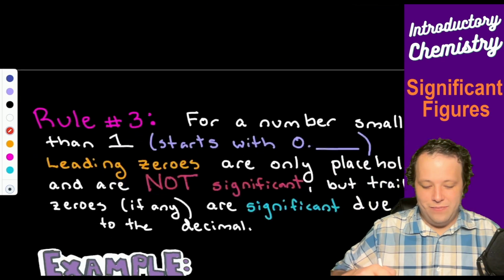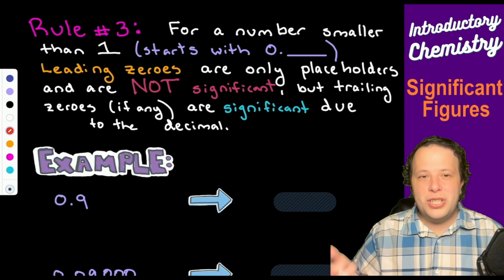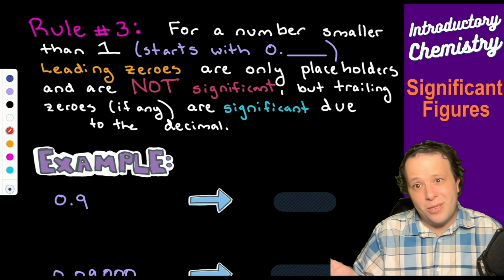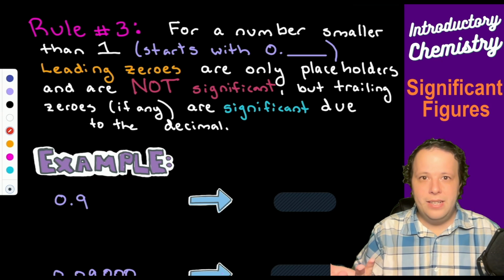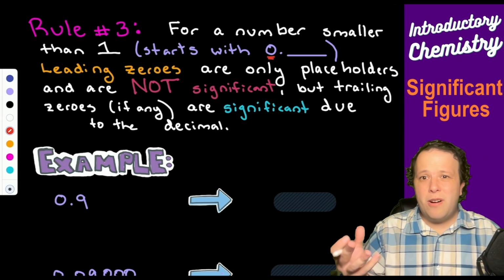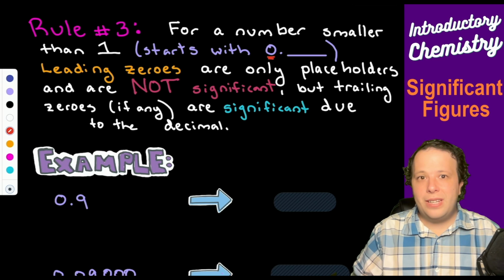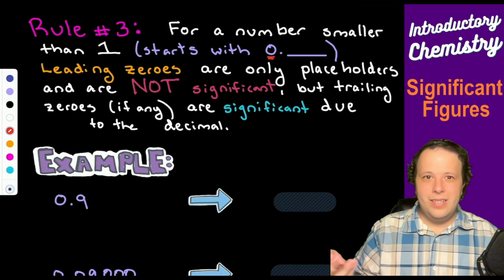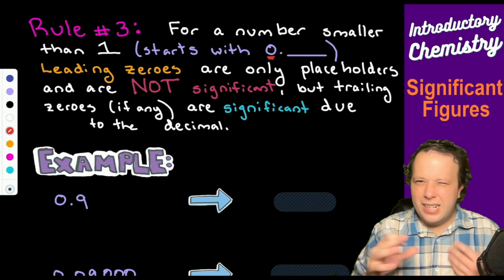All right, next one, the last rule. Rule number 3. For a number smaller than 1, meaning that it starts with 0 point something. So think of maybe pennies, for example. Let's say if you're counting change and you don't quite have $1, that's what that means. It's something very tiny. Leading zeros are only placeholders. So a leading zero is the 0 up front, it's not an actual non-zero number. It's just a placeholder, so they're not significant. Just because it's a tiny number doesn't automatically make every single number significant. But trailing zeros are significant due to the decimal. So it takes in rule number 2. It kind of combines the two.